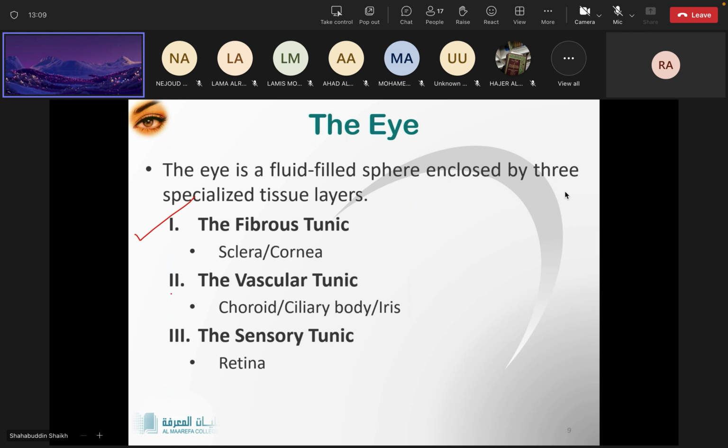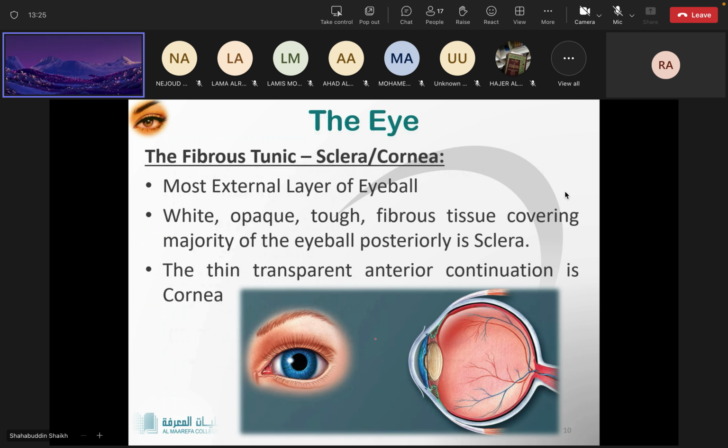The outermost is the fibrous tunic, which is made up of sclera and cornea. The middle one is the vascular layer, made up of choroid, ciliary body, and iris. The innermost is the retina, the sensory tunic. So these are the three layers. Let us go ahead and see the slides for them.